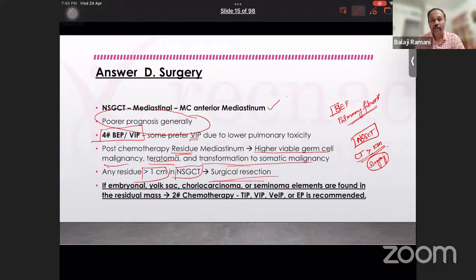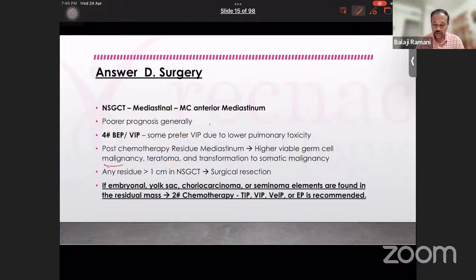And if you find viable tumor in this, the management goes something like this. Whenever there are large masses, this applies to even the testicular or the retroperitoneal tumor. So retroperitoneal or mediastinal or anything, when you have a mass, what is the initial treatment? It is going to be 4 cycles of BEP or VIP. Either of these will be used in the mediastinum. VIP may be preferred because of the lesser chance of pulmonary toxicity. And after that, any residue greater than 1 centimeter, then surgery needs to be done.